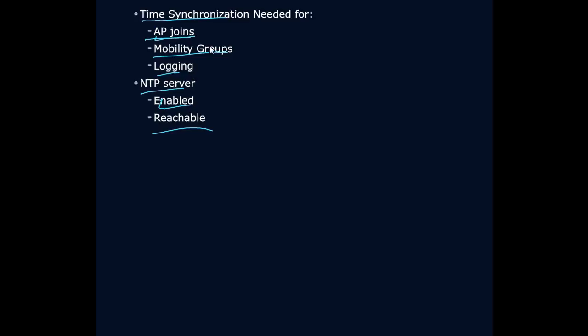Our AP joins require a bit of authentication and a bit of agreement there. So we have to agree on time, otherwise we can't have the authentication take place because it'll look like the time skew is too large. I sent out a request, 5 minutes later I get a request. That's not going to work out when I look at the timestamps.